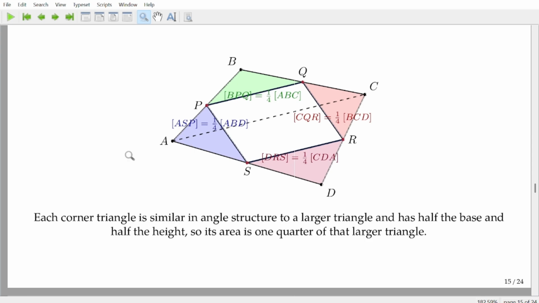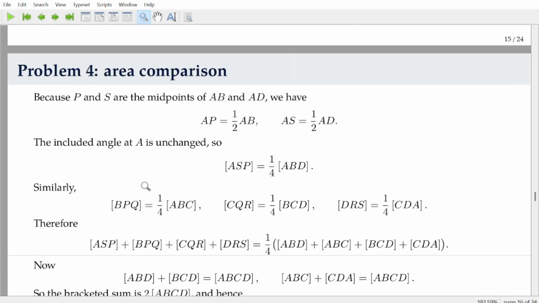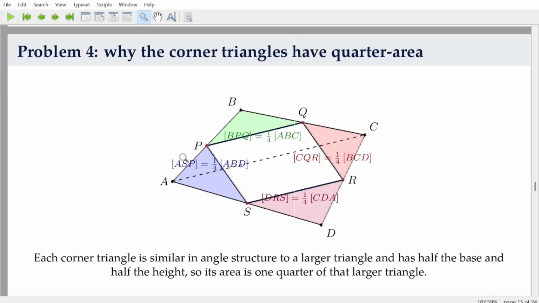Just because basically they're using the same point there. So the angle isn't changing, and you can kind of see that for yourself. If you just draw in a line from B to D, you look at triangle ABD, that's the same angle at A as triangle APS. Okay?